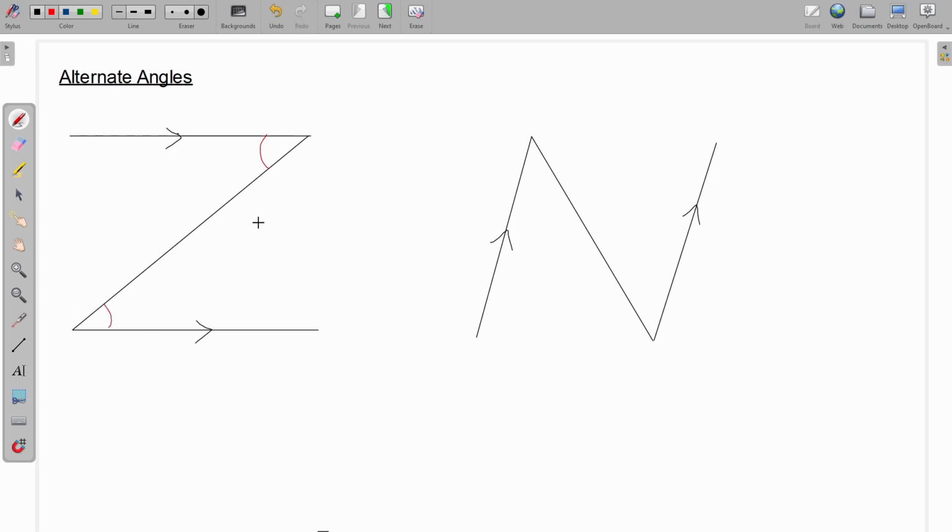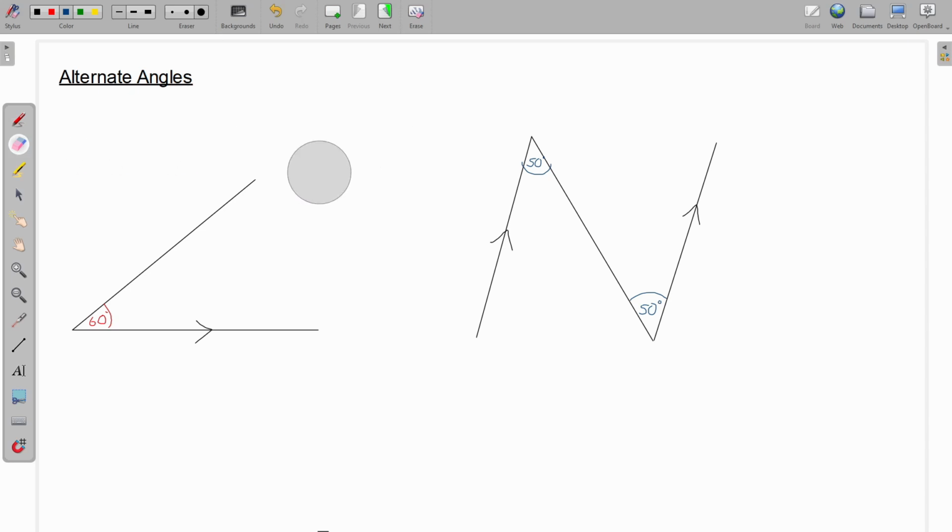Which means, in the corner of the Z, if this angle is 60 degrees, it means on the other side, the other corner of the Z, that angle will also be 60 degrees. The same principle will hold true if you're looking at it as an N. In the corner, we will have, say, 50 degrees. And because I have parallel lines, alternate angles tells me that this other angle in the corner will also be 50 degrees.